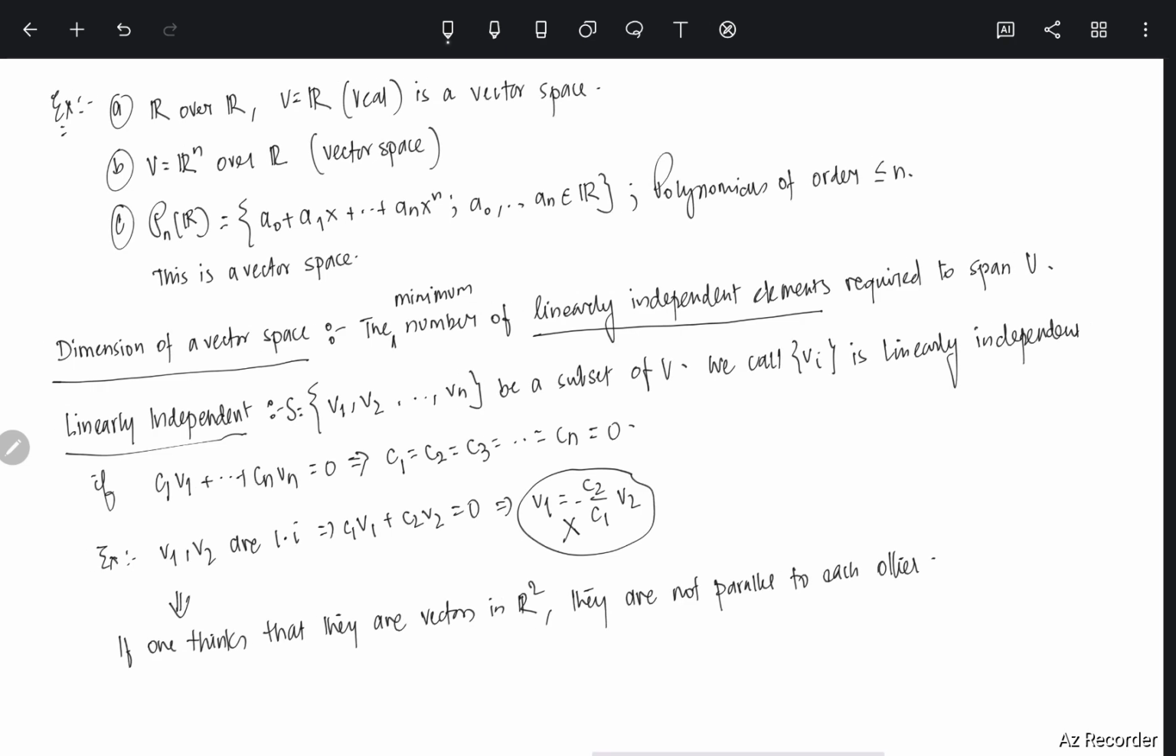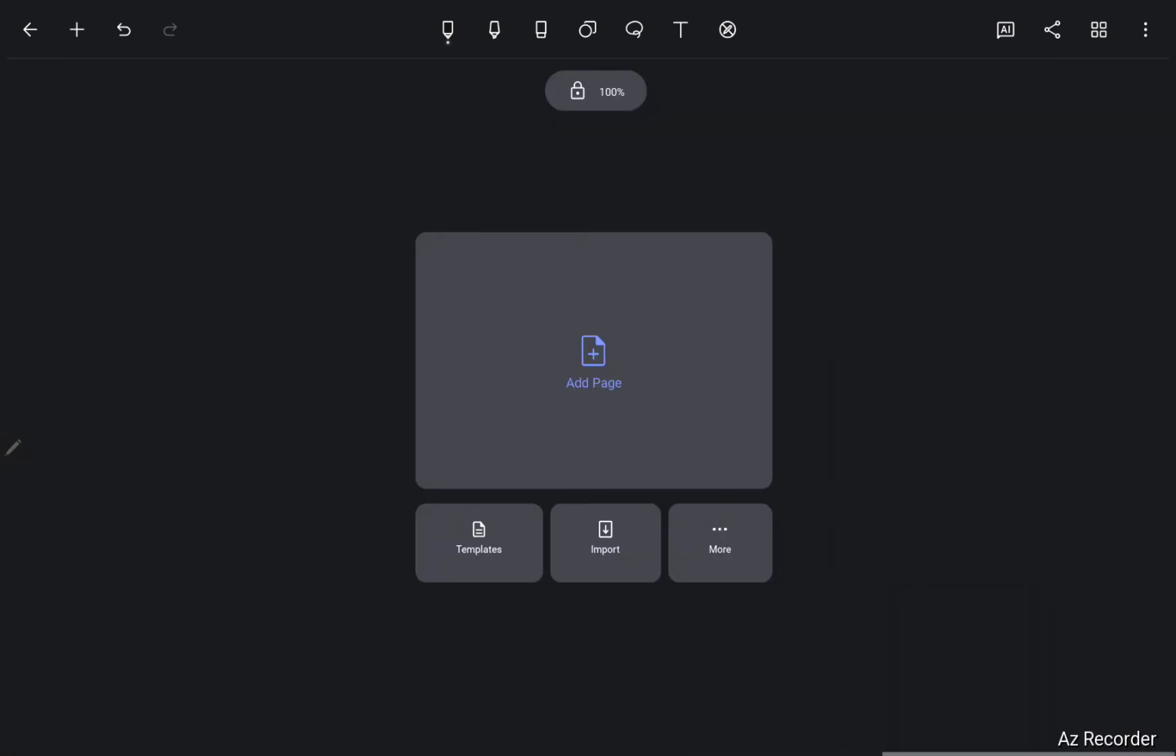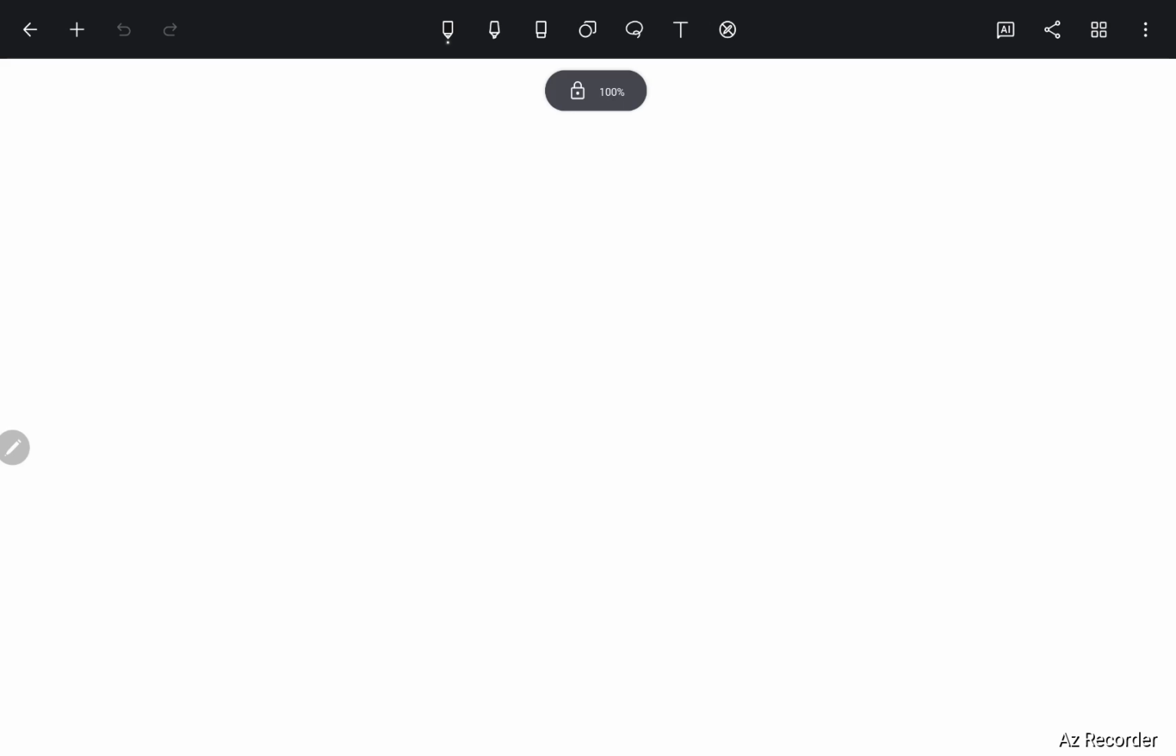And now the thing is, what is the dimension of a vector space? This is the definition which we are going to use: the minimum number of linearly independent elements required to span V, right? Okay. So what does that mean? It means, what is span of V? So let's just define that also.